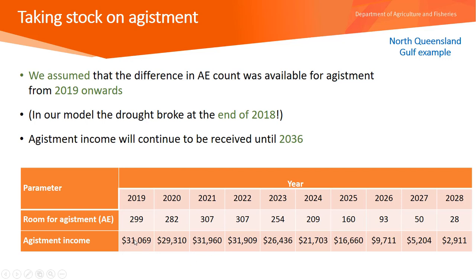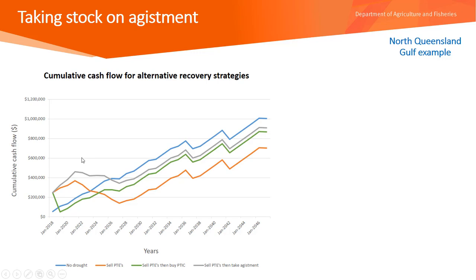And based on about $2 per AE per week, this is the amount of income that we could generate by taking cattle on agistment in each of those years. So it starts off and then it falls away to quite small amounts. Now we add that into our cash flow.